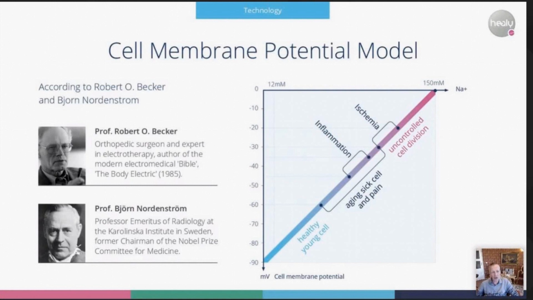And this model actually goes back to two great researchers, Robert Becker and Björn Nordenström, and especially Björn Nordenström. Both of them are amazing pioneers with a very strong standing in the scientific community. Björn Nordenström was even the former chairman of the Nobel Prize Committee for Medicine.